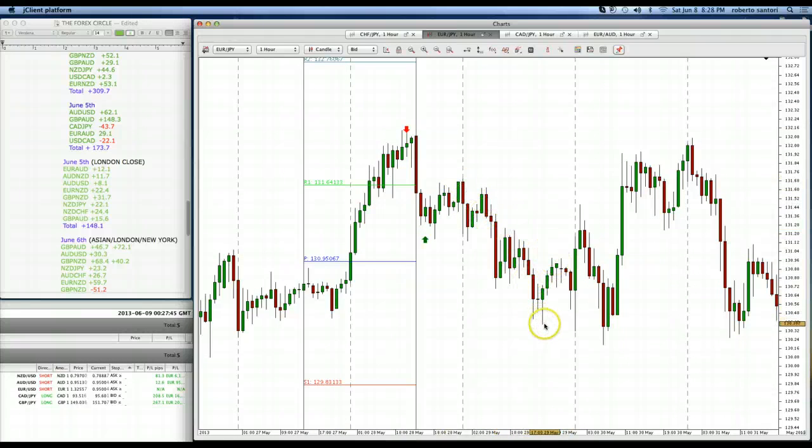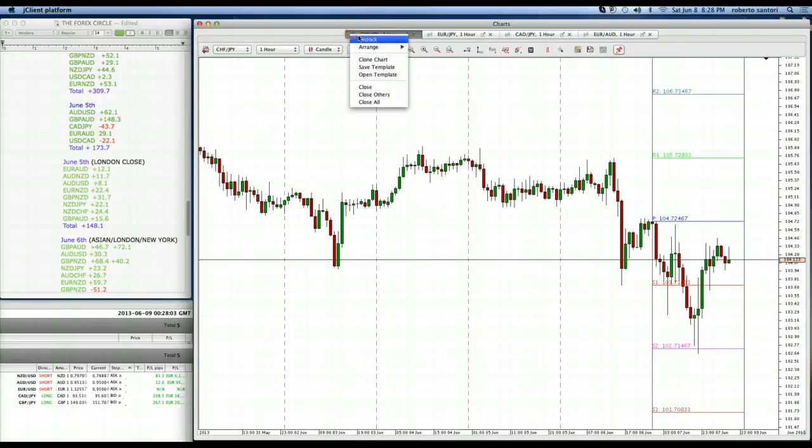Here the market sold off. Here's the London close down here. Market went up about 67 pips. Now, of course, you're not going to make a lot of money just taking a counter trend trade on one pair, because if you're just targeting 20 pips in each pair, then that's only 20 pips.